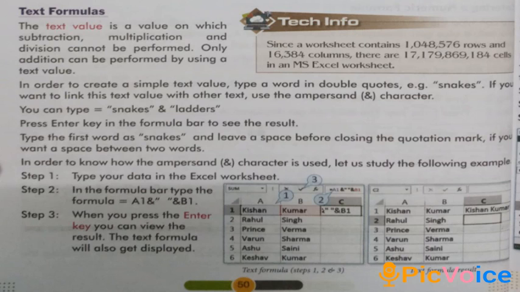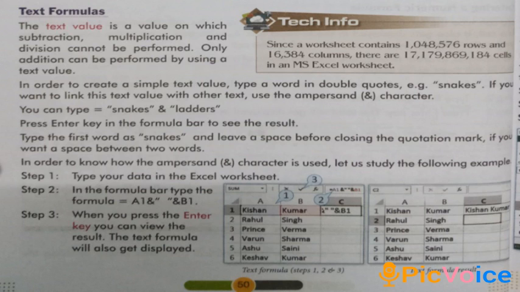Text formulas. The text value is a value on which subtraction, multiplication and division cannot be performed. Only addition can be performed by using a text value. In order to create a simple text value, type a word in double quotes, e.g. "snakes". If you want to link this text value with other text, use the ampersand character. You can type "snakes" & "ladders". Press the enter key in the formula bar to see the result.